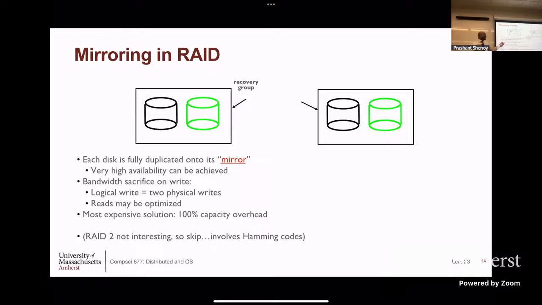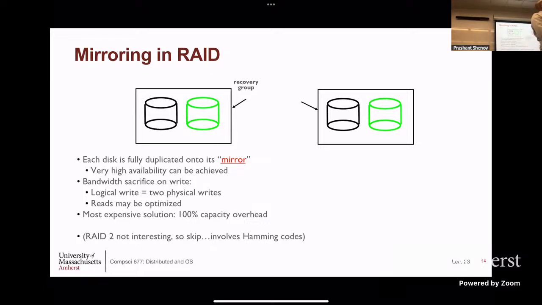So essentially, each write becomes two physical writes because every write has to go to the primary disk and the backup disk. If you write to the entire array, you have to write to all of the backup disks as well. Reads can be optimized because reads can go to either the primary or the backup, because both of them have the same data.